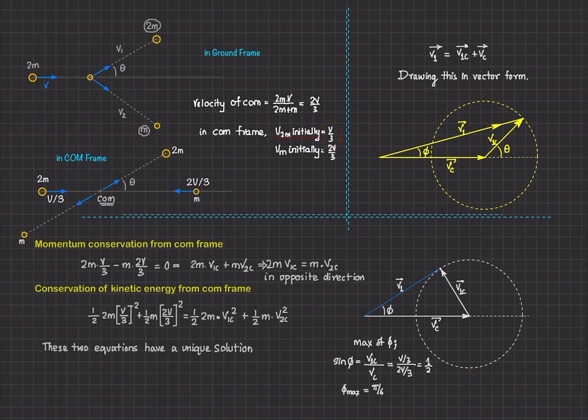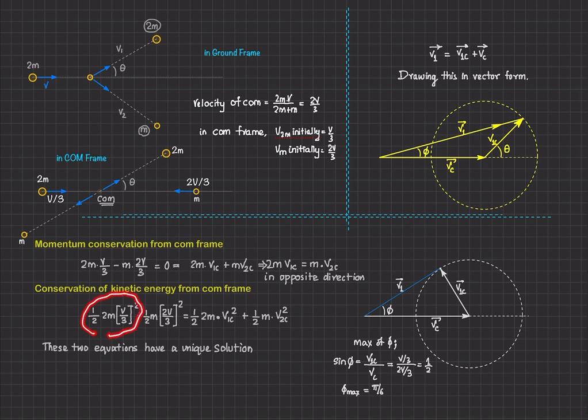This is what we know already. Why is it? It must be 2V by 3. Sorry, V by 3 again. We can see this relation we have already seen. We are writing the kinetic energy conservation equation. See the kinetic energy conservation equation again.